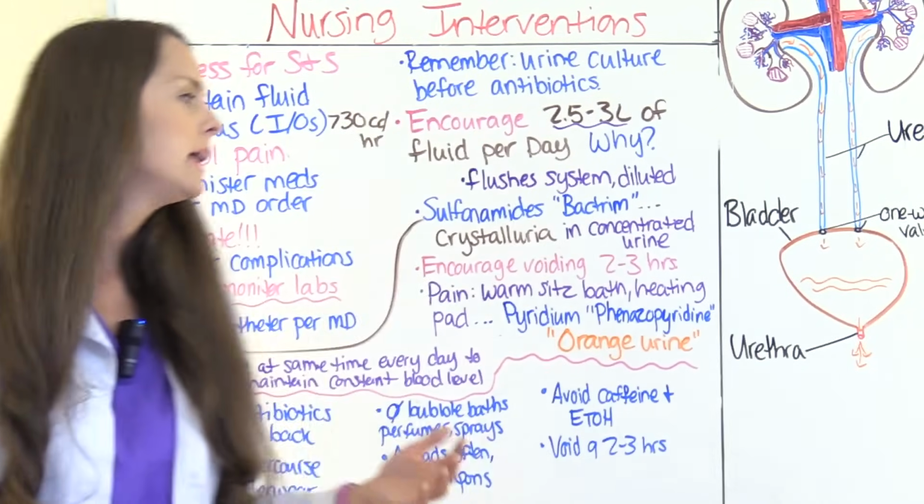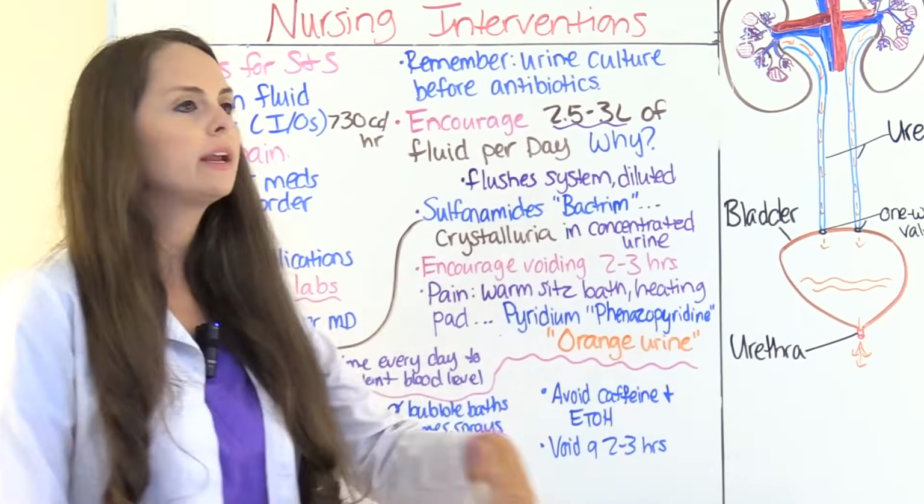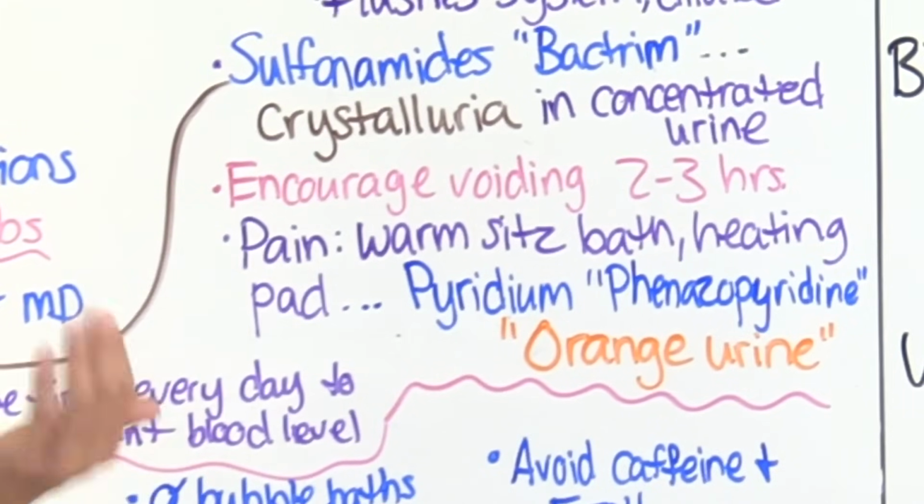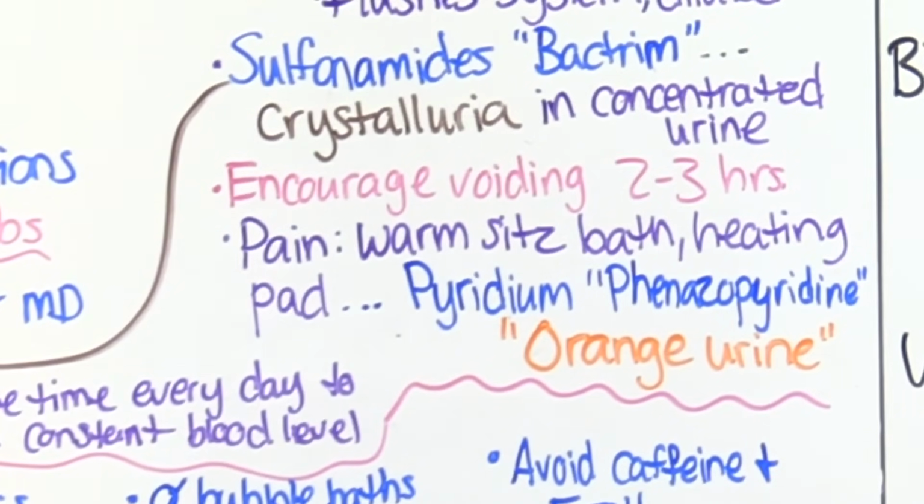Another thing we're going to be doing is encouraging the patient to void every 2 to 3 hours, helping them go every 2 to 3 hours. Keep that system flushed. We don't want to have an overextended bladder, keeping that urine in there. With the pain, non-pharmacological, what we could do is a warm sitz bath, which can help ease that urethra that is really inflamed, or a heating pad.